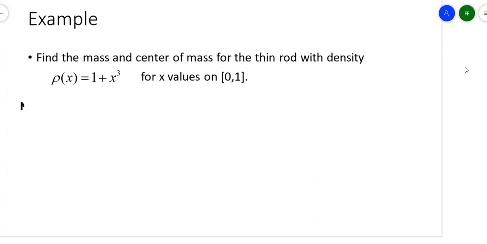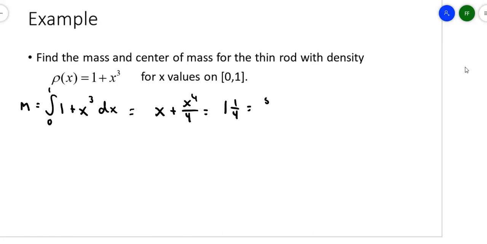So the mass is simply the integral of the density function. So integrate from 0 to 1 of 1 plus x to the third dx, and that gives me x plus x to the fourth over 4. If I put a 0 in, I get nothing. So really all I end up with is 1 plus a fourth. I'm going to turn this into an improper fraction, 5/4. So that's the mass. Great.